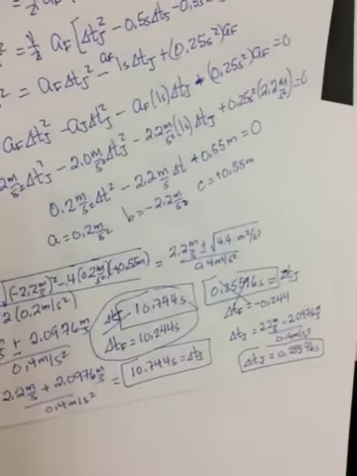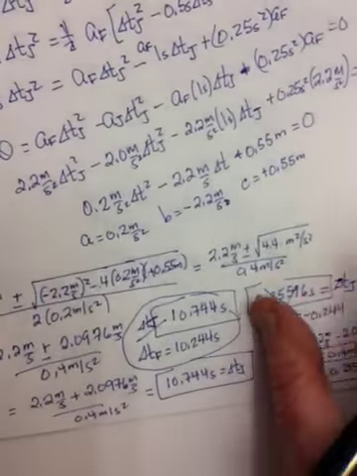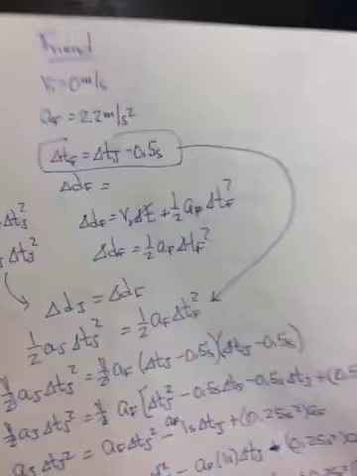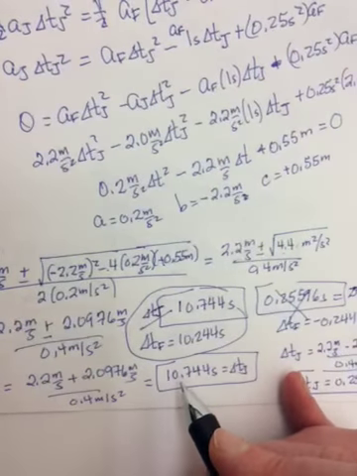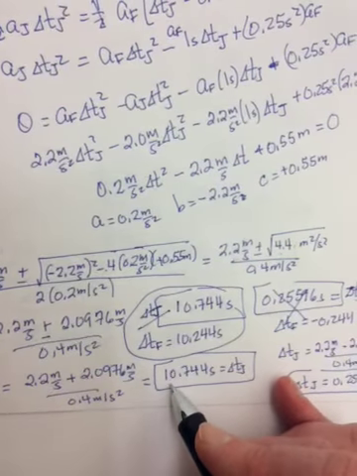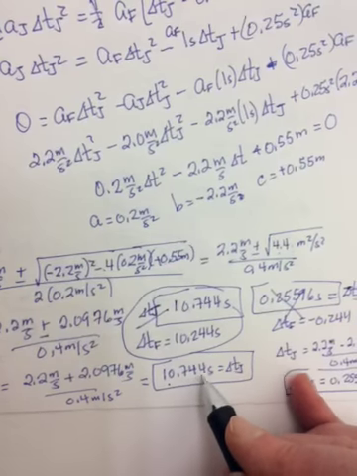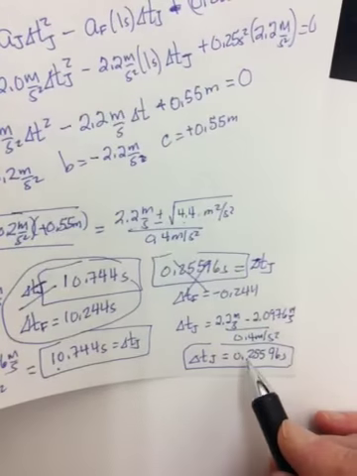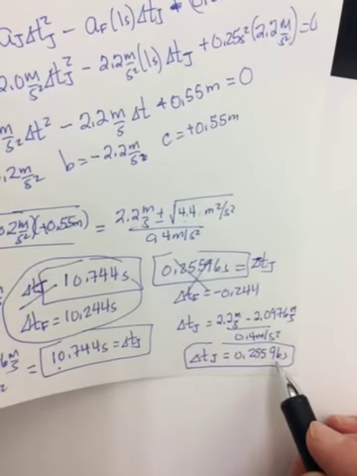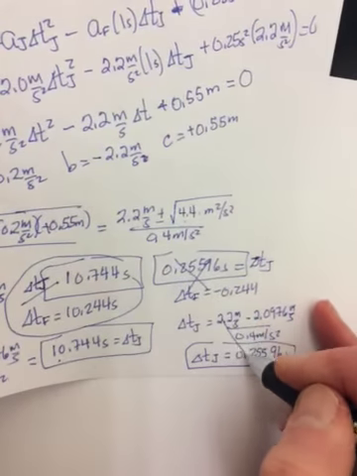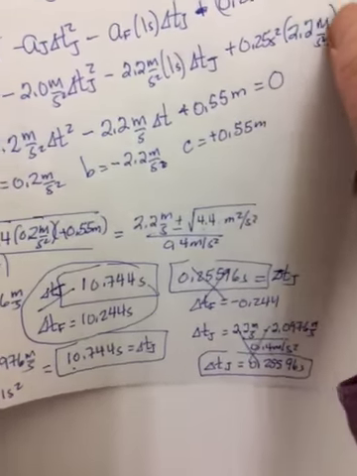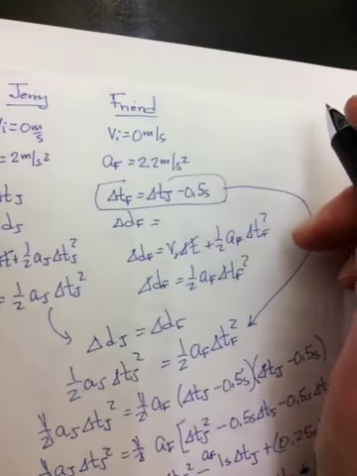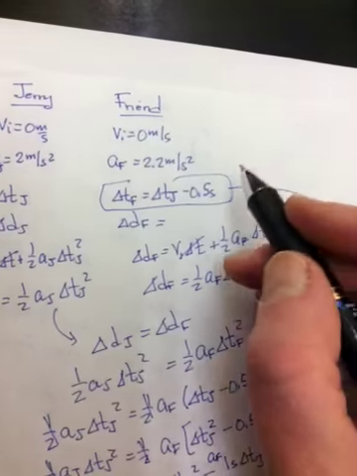But the question asked you what would be the time for the friend to catch up. And remember, the friend's time is Jerry's time minus a half a second. So if we take a half a second off Jerry's time, this first one will get 10.244 seconds. That's fine. If we take a half a second off the 0.255 seconds, we're going to get a negative. And so it cannot be this one because the friend can't have a negative time.